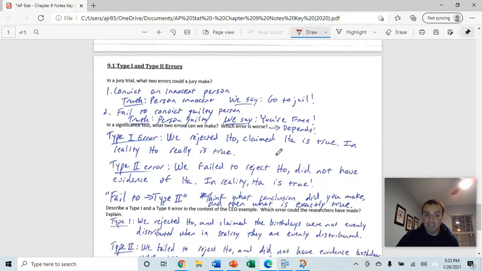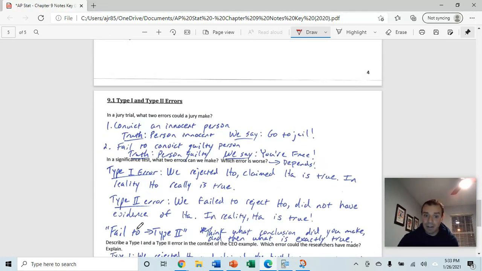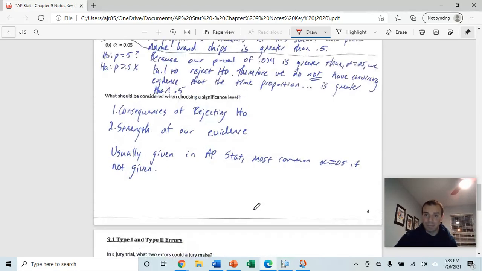Okay? A type 2 error, and the way you remember it, type 2, failed to. So type 2 error, failed to reject. We failed to reject the null hypothesis. We did not have evidence of the alternative, but in reality, the alternative really is true. So you want to think about what conclusion you made and then what is actually true.